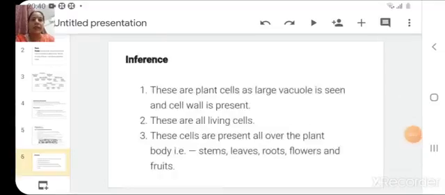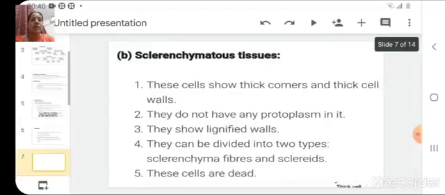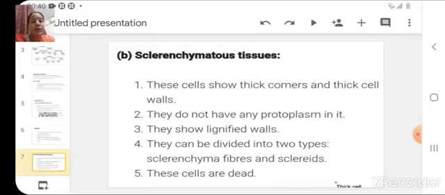Then you will write the inference, and in the inference we will write only the main points. The first point here is: these are plant cells, as large vacuoles are seen and a cell wall is present. These are all living cells. And the third point is: these cells are present all over the plant body, that is stems, leaves, roots, flowers and fruits. Now come to the second type of tissue, that is sclerenchymatous tissue.